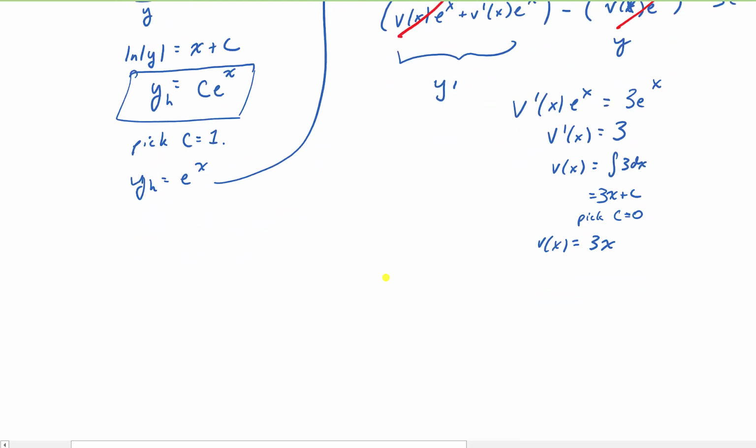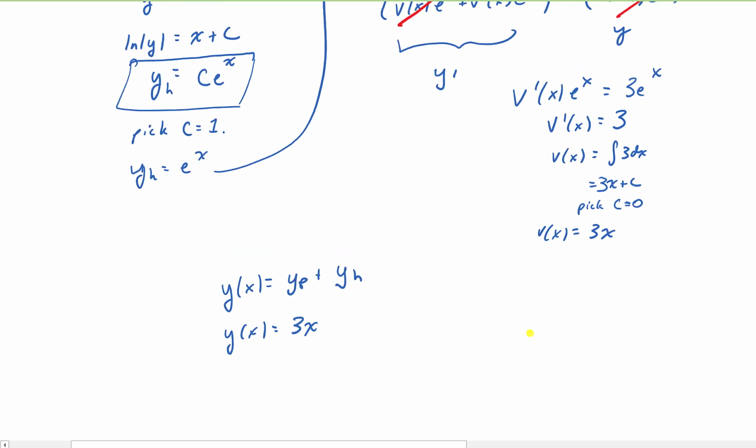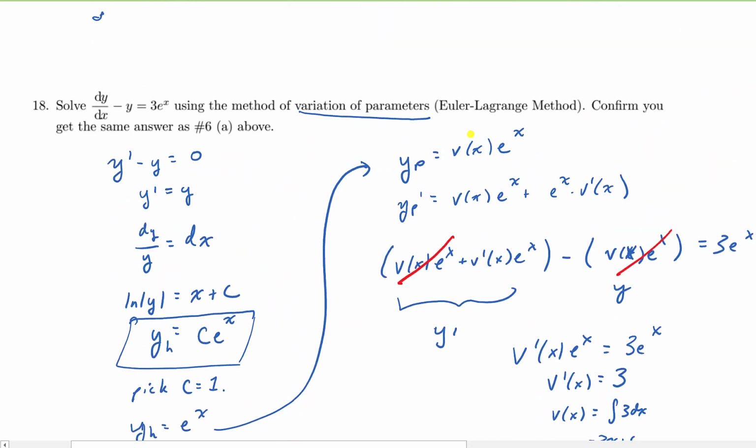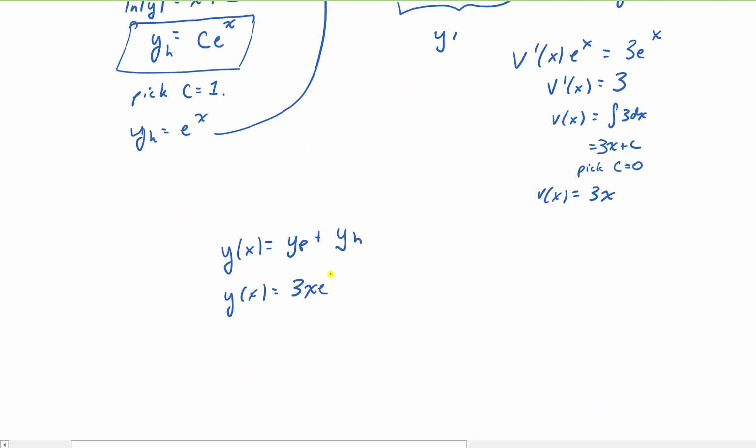So we're now ready to give the general solution, because the general solution, y of x, is just the one particular solution plus the family of homogeneous solutions. And so y of x is equal to, what is y_p? It's not v of x. It's not just 3x. It is 3x times that one particular homogeneous solution. So we get 3x e to the x plus our entire family of homogeneous solutions, which is c e to the x. And here we have the general solution to this ODE.